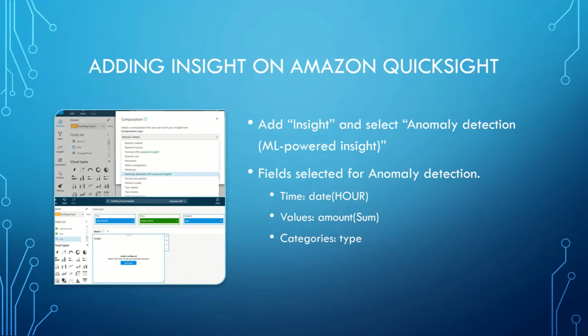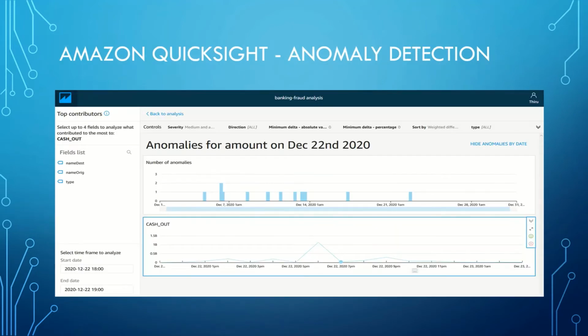Next, we can add insight and select anomaly detection, which is machine learning powered insight. Then we have to select the fields for anomaly detection: time, values, and categories. For time, we can select the date, that is our calculated field, and then for values we can use amount, and for categories we'll use type. Once we select these fields and run anomaly detection, I've just given a sample screenshot of anomalies for our data set. Now let's go and see this in a live demo.